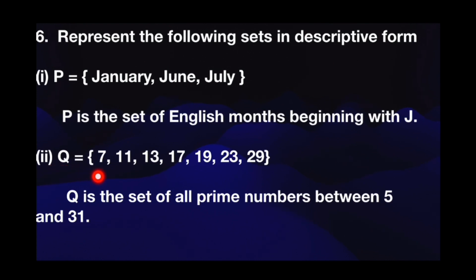Number 2, Q is equal to 7, 11, 13, 17, 19, 23, 29. These are all prime numbers. So how do you describe them? Q is the set of all prime numbers between 5 and 31.